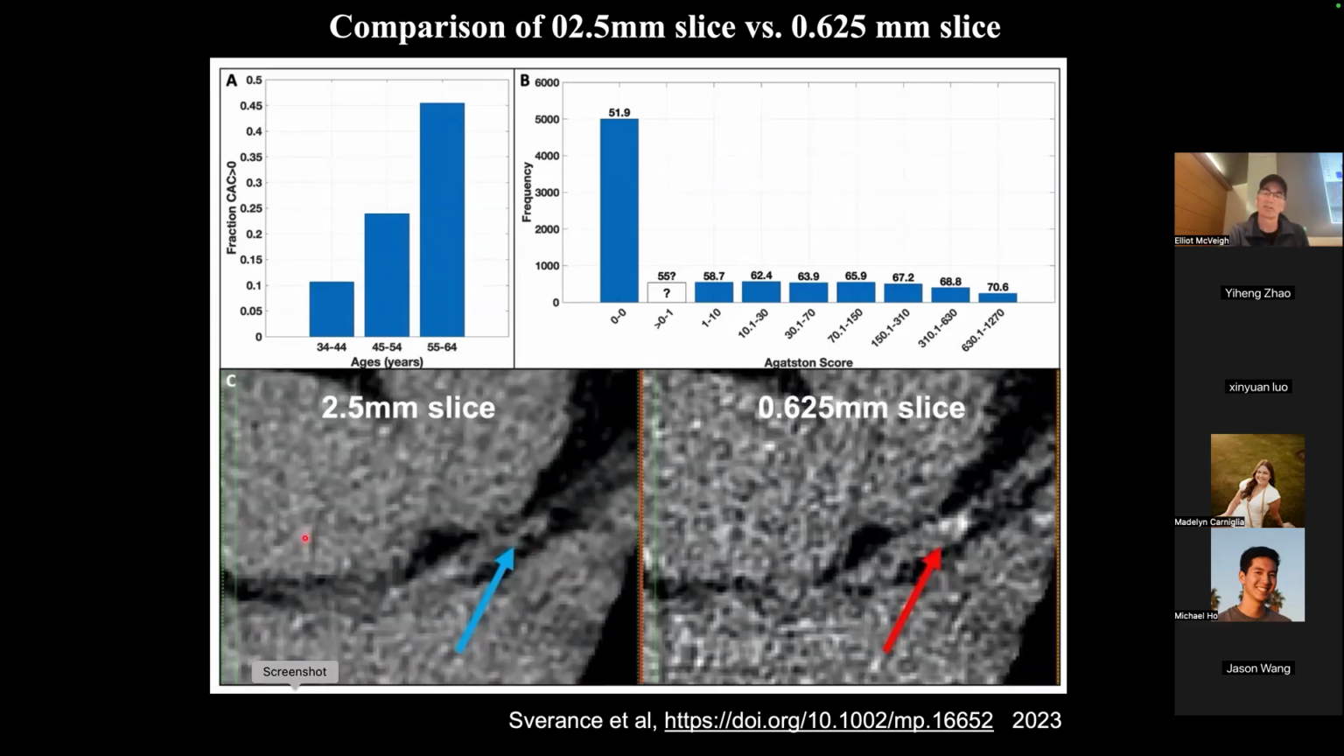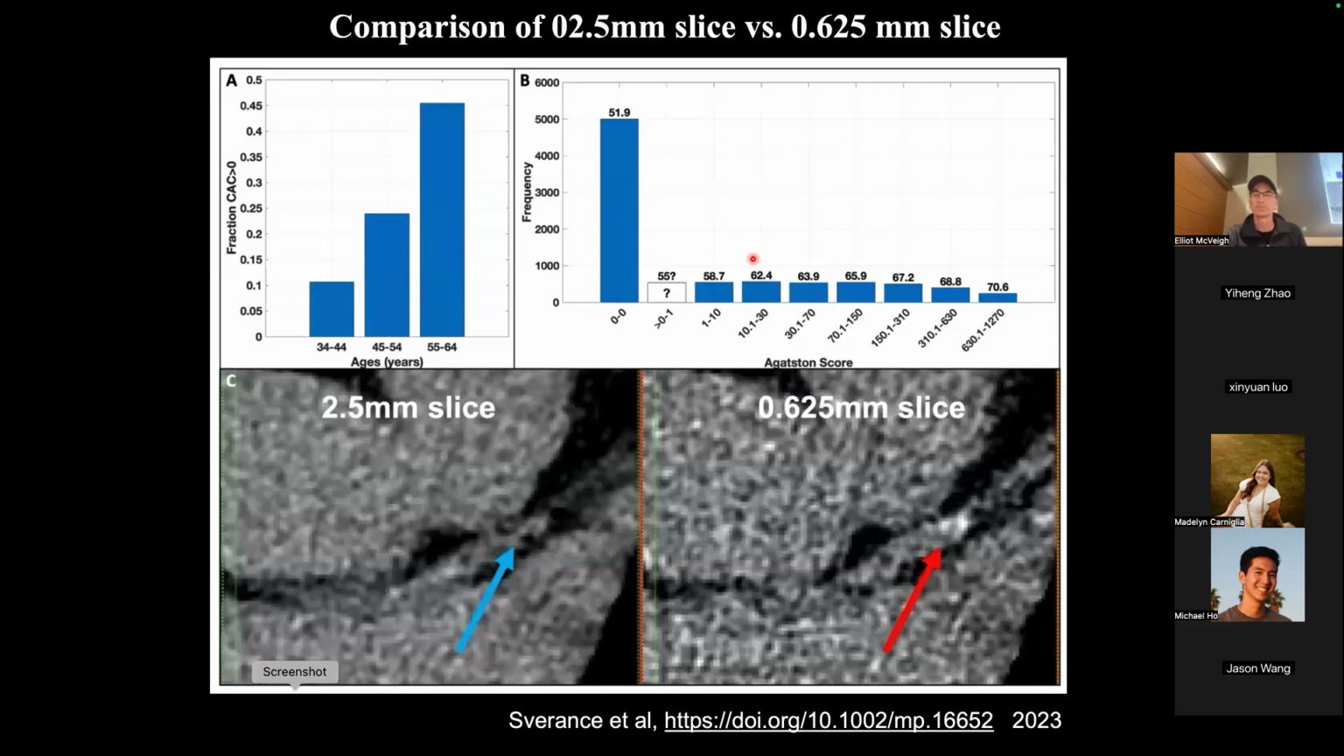So this person gets called negative for calcium if you do the standard imaging. They would get called positive here, but their calcium score would be really small. It would be somewhere between 0 and 1, right? Whereas your calcium score can get up to 1,000, this person clocks in at 0 for this 2.5 millimeter slice.